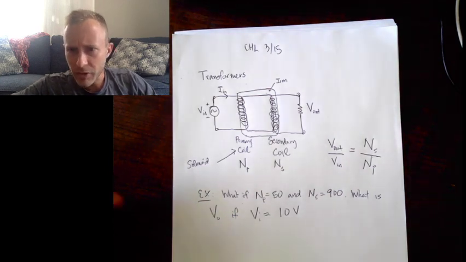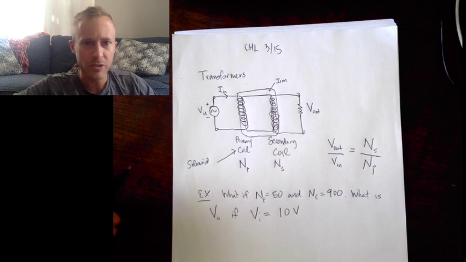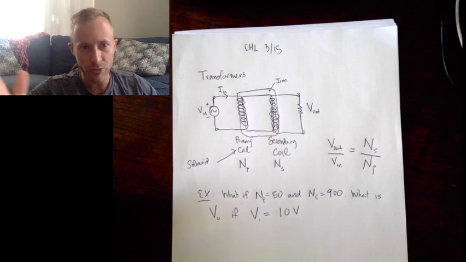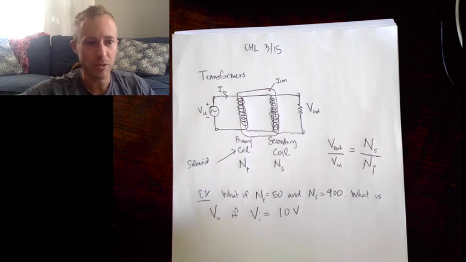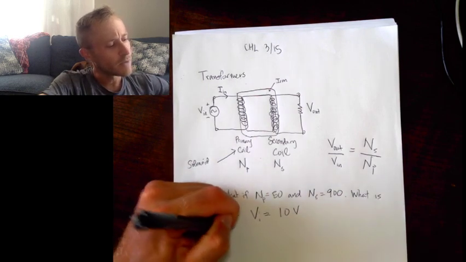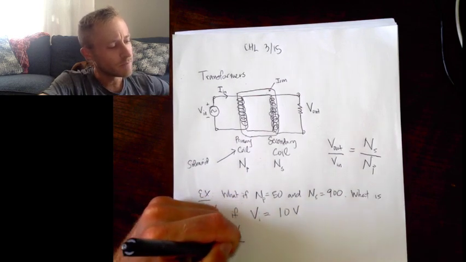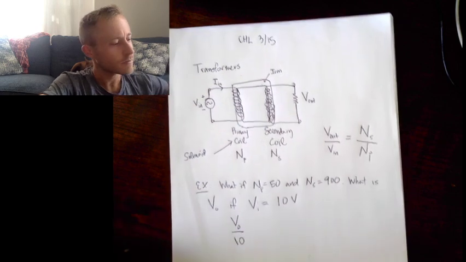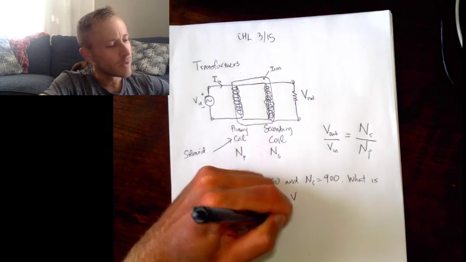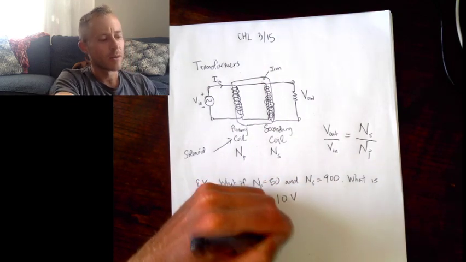Zach asked the question, does there need to be a resistor on the secondary side? No, but then you're not using the voltage produced by the transformer. Okay, so you would have V out over V in. V in is 10. Equals 900 over 50, which is 18.